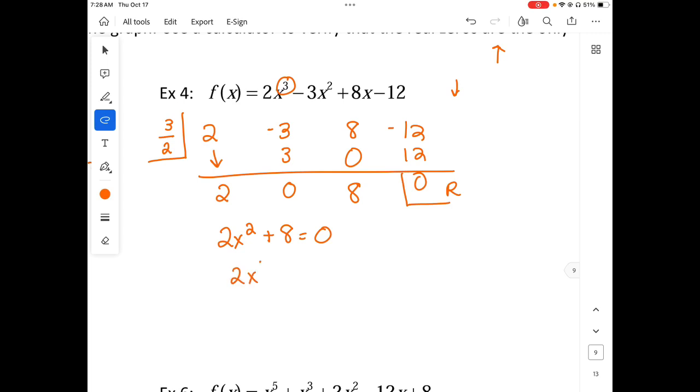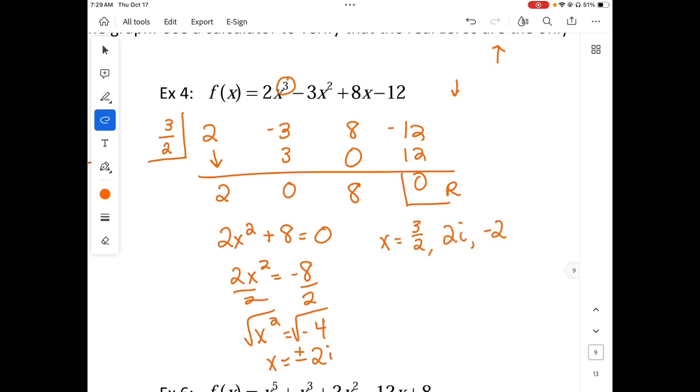So we have 2x squared equals negative 8, divided by 2. x squared equals negative 4, square root. So x equals plus or minus 2i. So our roots are 3 over 2, 2i, and negative 2i. Those are our zeros or roots or x-intercepts.